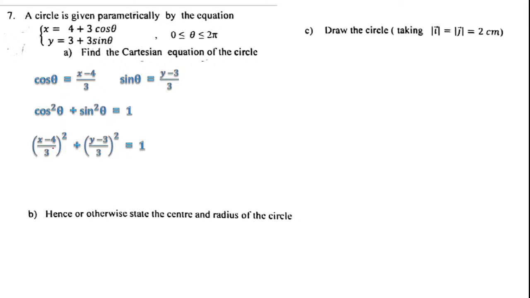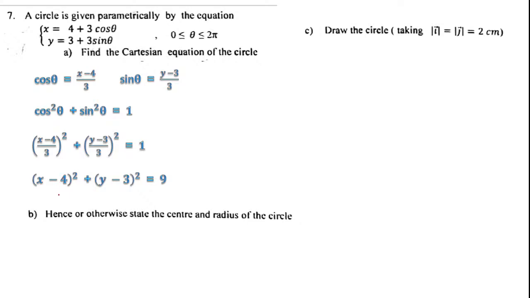So we multiply all through by 3 squared, and we'll be left with (x − 4)² + (y − 3)² = 9. So this is the Cartesian equation of this circle. They say, hence or otherwise, state the center and radius of the circle. You can use another method to get the center, but here I'll use the hence.